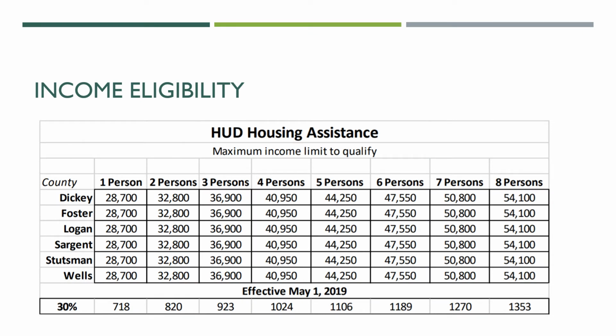Income eligibility is based on both the income and the number of people in the household. These numbers are the same for both housing authorities. Great Plains Housing Authority covers Foster, Logan, Stutzman, and Wells counties. The Dickey Sargent Housing Authority covers Dickey and Sargent counties. While there are 2 separate housing authorities, both use the same application.